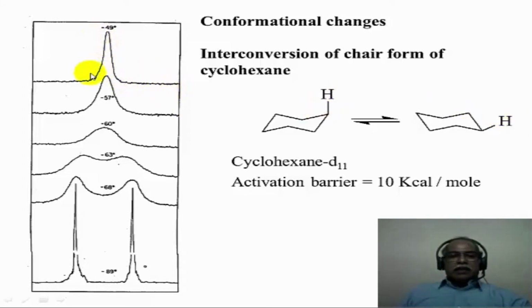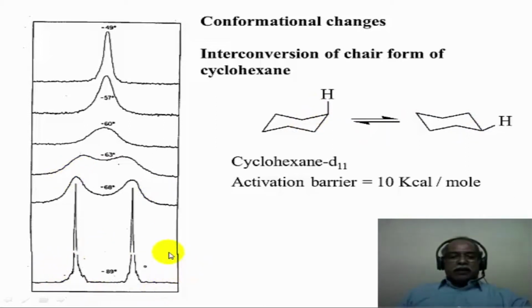What you see is only one signal corresponding to the average of the two states, namely the axial state as well as the equatorial state. In other words, even at minus 50 degrees Celsius, the rapid interconversion is taking place, and in the NMR timescale, NMR is unable to distinguish whether the hydrogen is residing in the axial state or in the equatorial state. What it gives is an average signal corresponding to neither of the states of the hydrogen being present in either the axial or the equatorial position.